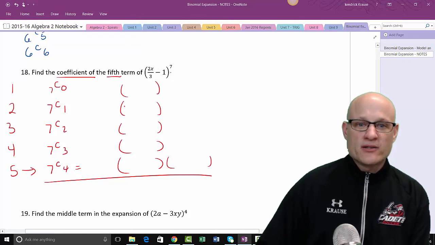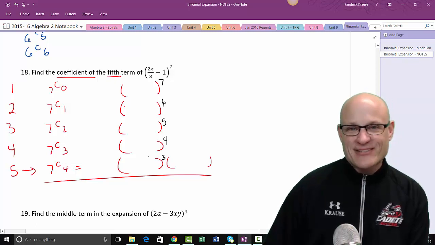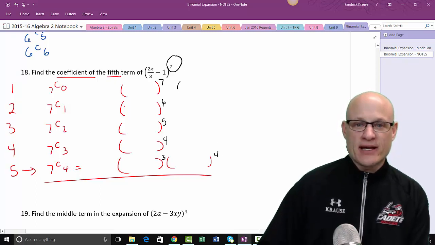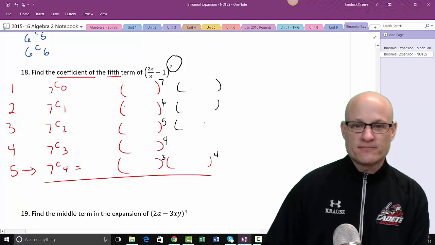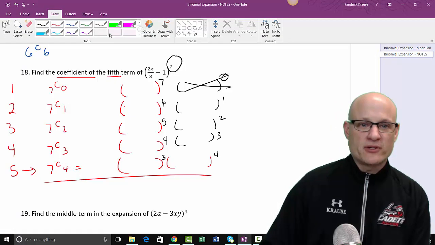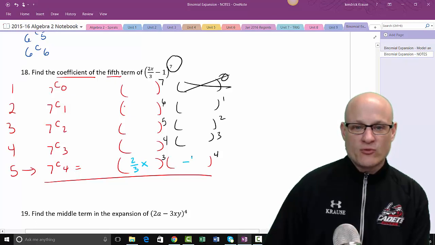Let me get black. 7, 6, 5, 4, 3. Well, the exponents have to add up to whatever this is up here. They have to add up to 7, so this has to be a 4. Now, if you don't like that, if you don't recognize it, you can still do this. 0, don't need it. 1, 2, 3. Oh, yeah, it's 4. So come back over here. We've got 2 problems left, kids. 2/3 x goes here, and -1 goes here.